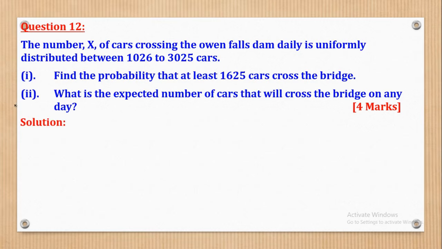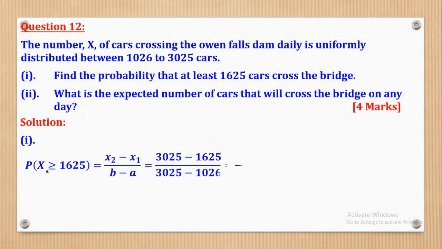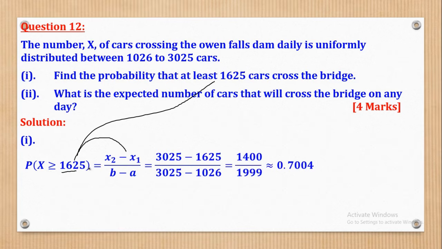So just start with Roman 1. At least means that or more. Therefore the expression will be probability of x greater than or equal to 1625. Now that means that this is the smallest, and that becomes your x1. Now x2 will be the highest, and the highest is this. Therefore when you are substituting, you'll put this here and this there. Then b is this and a is that. So in the end I'll come up with 1400 over 1999 as the required probability.